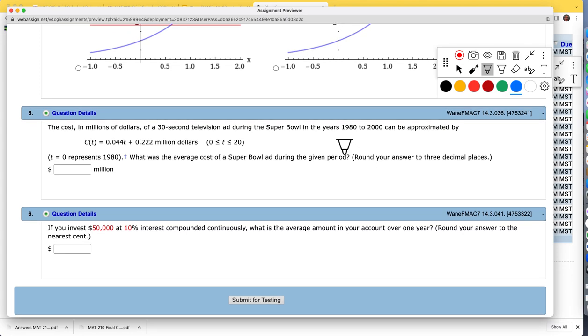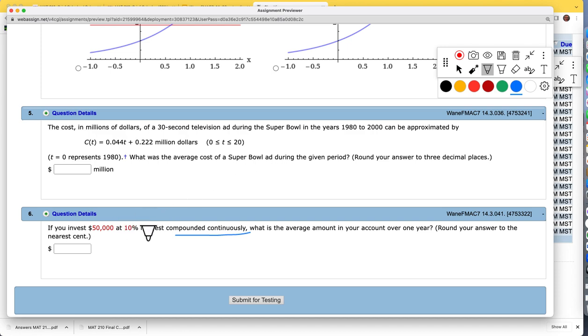And then the last two questions. So it's a pretty short assignment, 5 and 6. This one, just integrate it over the time period that they're giving us. Looks like 0 to 20. And this last one, that's compounded continuously. So that's like the last one we just did, the P e to the rt. We've got to use that formula and integrate it.